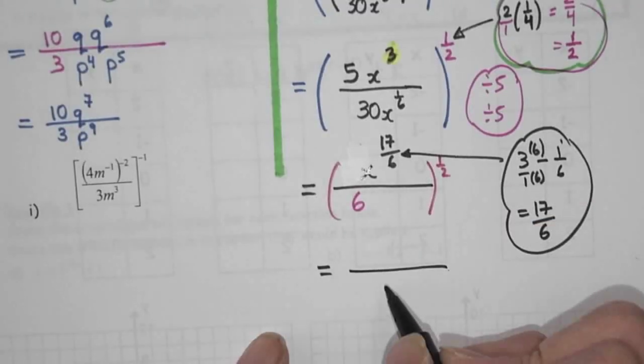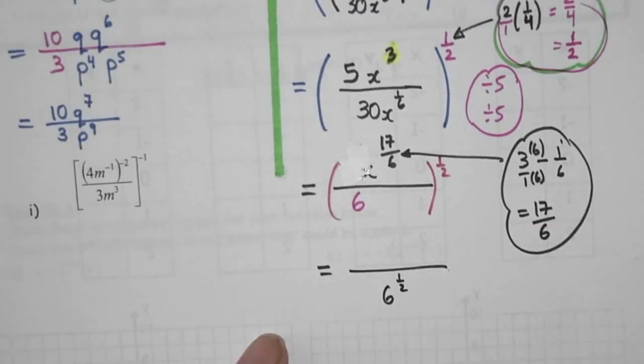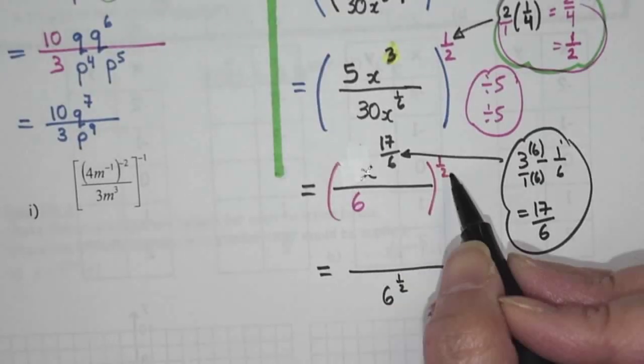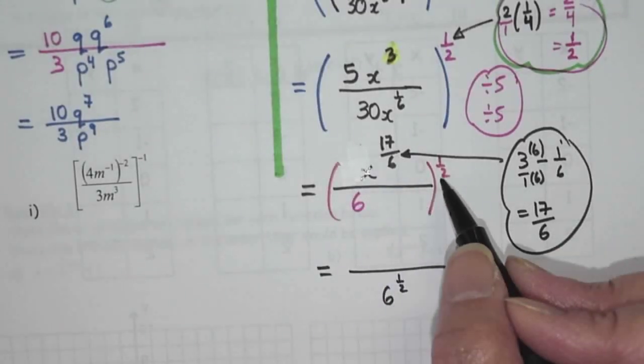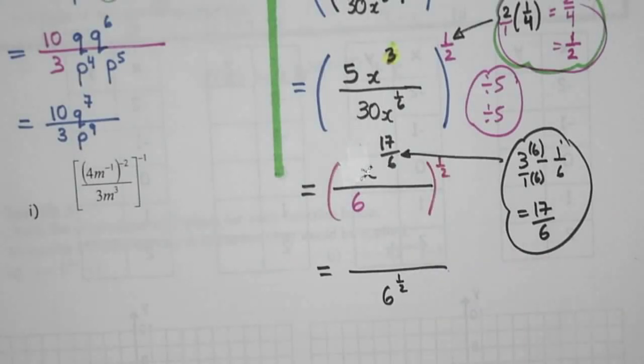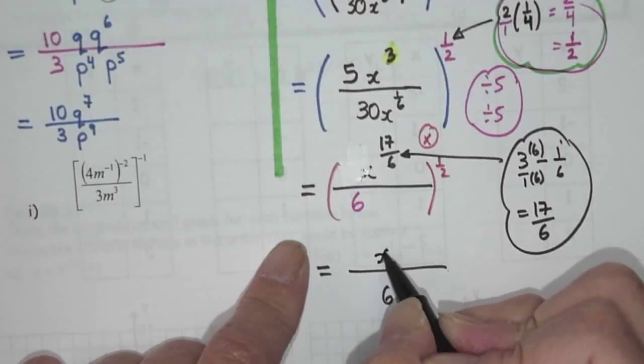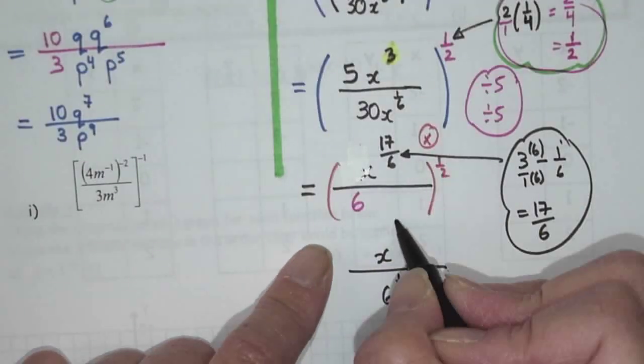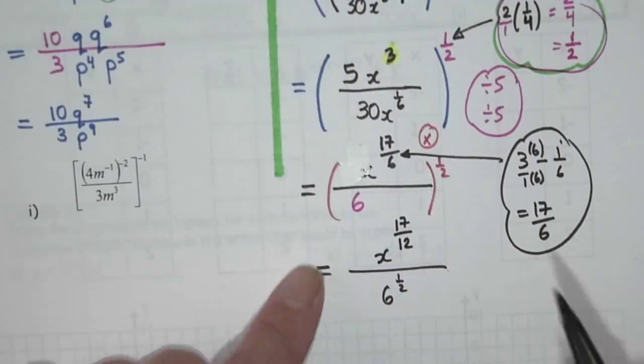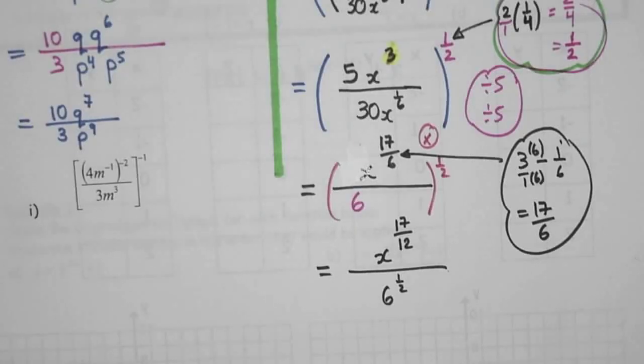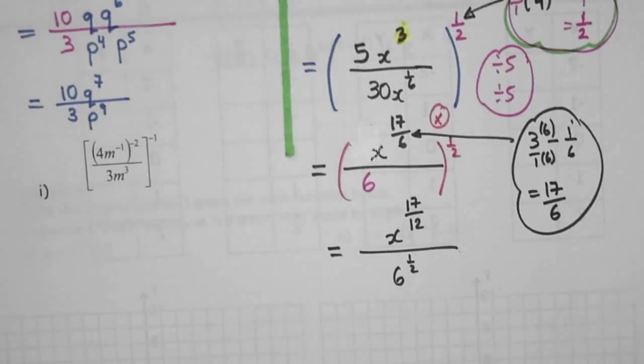So you got 6 to the 1/2. Yep, okay. And then 17 over 6 times, right, it's multiplication. So numerator times numerator, and denominator times denominator, 12. 17 over 12 and 6 to the 1/2. That's it, and you're done. It's totally simplified. Are you allowed to leave fractional exponents?